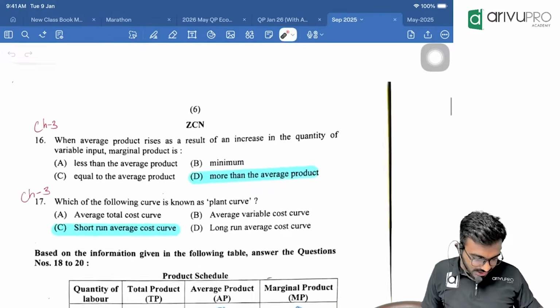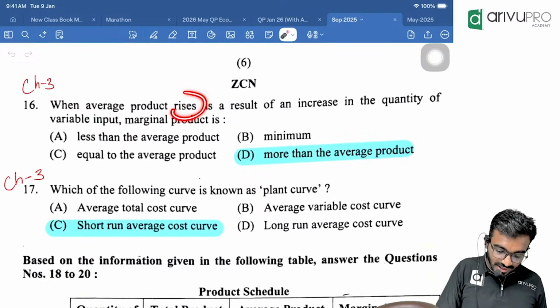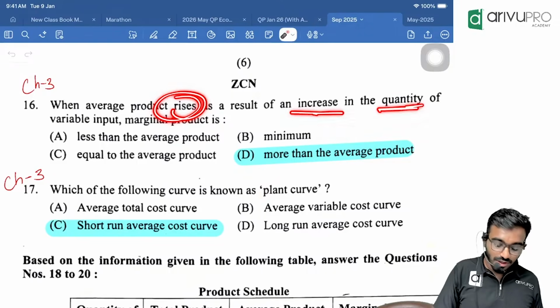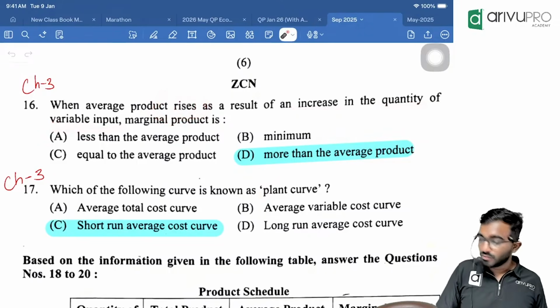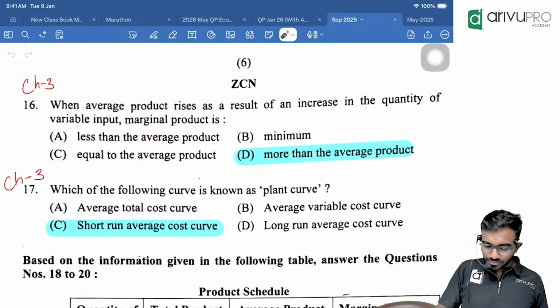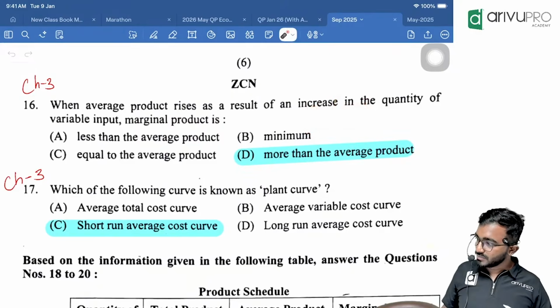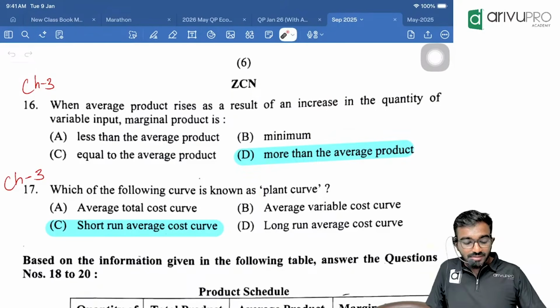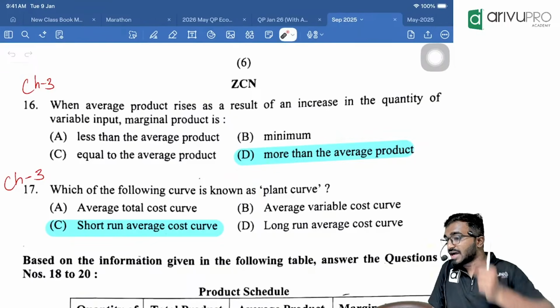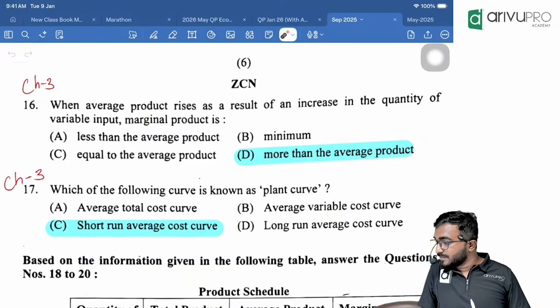Where is that question? Yeah, see here. When average product rises as a result of an increase in the quantity of variable inputs, what will happen to marginal product? Now, see, the relation will be given like AP and MP. Most of the time, it is going to be rate of increase and rate of decrease. Not even a single time has the question come from value. If it is value, they will let you know, like for example, value of average product, value of marginal product. They will give it like this.